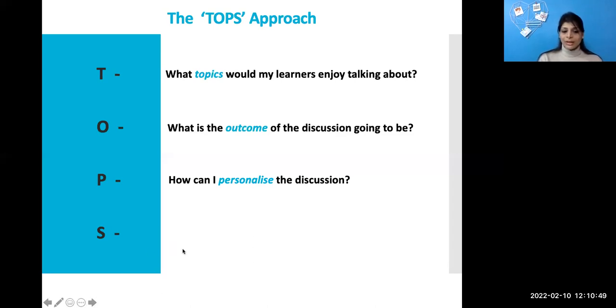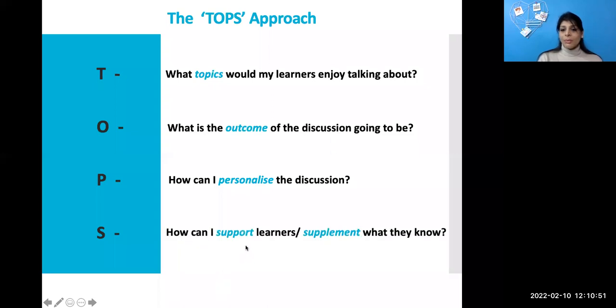And the last thing that we have here is support. Somebody did mention scaffolding, so very close to what I have here. When I say support here, I'm not just talking about linguistic support. Yes, some learners are not able to contribute because of linguistic barriers, but those are not the only barriers. Sometimes there could be a gap in their knowledge. If there's a gap in their world knowledge, that needs to be plugged in first. Because if they don't know much about the topic, they obviously won't be able to say much.